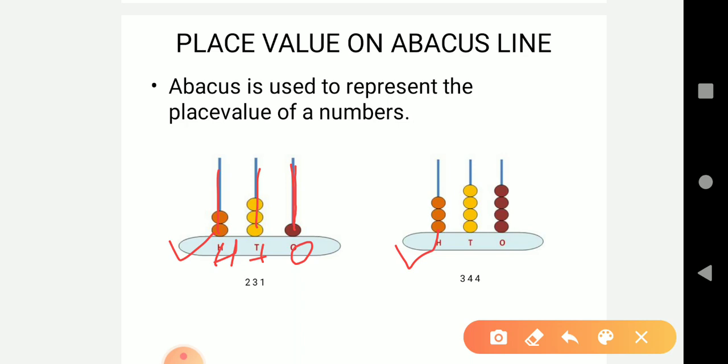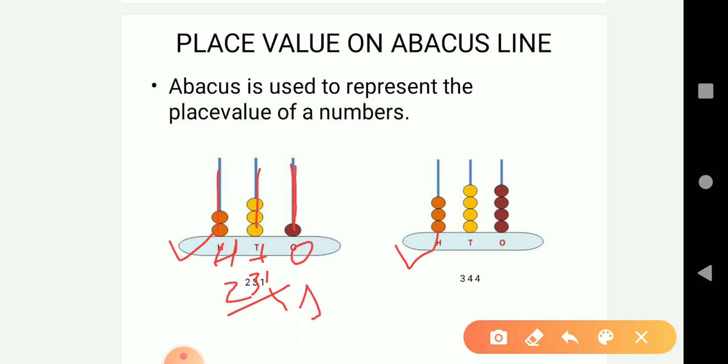So here in the 1st place there is only 1 bead given. Okay, so the number is 1. In the 10th place there are 3 beads given, so it is 3. In the 100 place there are 2 beads given, so it is 2 in the 100 place. So the number formed with the help of the first abacus is 231.